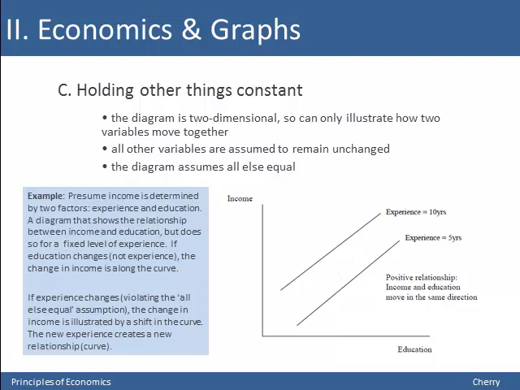But along one line, suppose that experience is equal to 5 years. Right? So we're at the lower line there. Along that line, experience is held constant at 5. If experience changed, then we would have to draw a new line because that would affect income level. So a line on this two-dimensional graph illustrates the relationship between income and education. It does not illustrate the relationship between experience and income and education. So if experience changes, then we have to draw a new line. Experience goes up to 10 years, that relationship is going to shift upward.